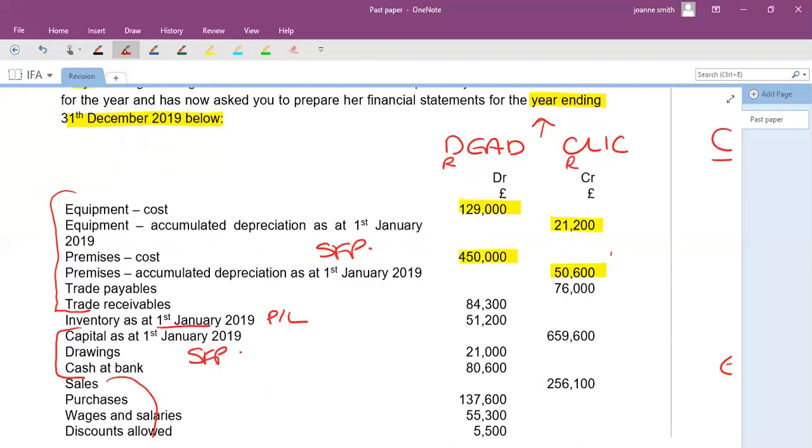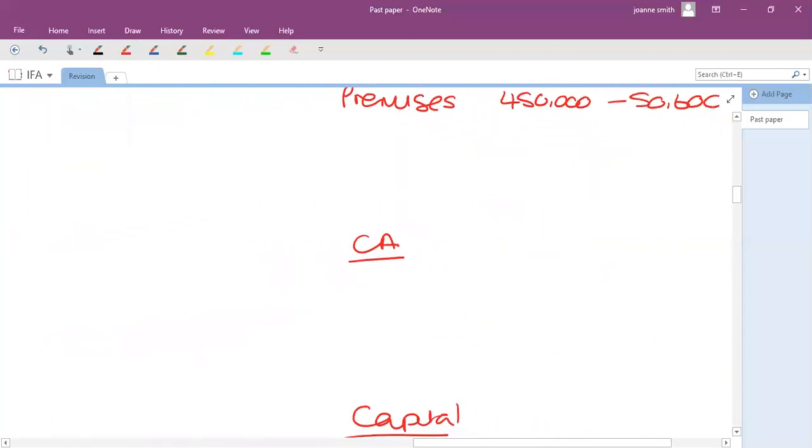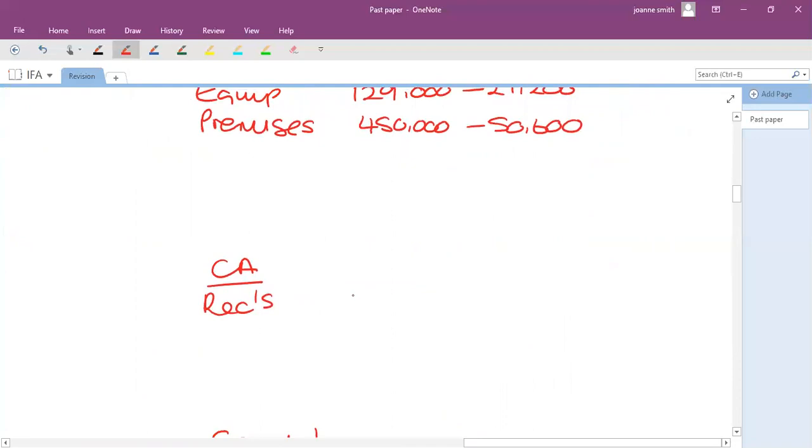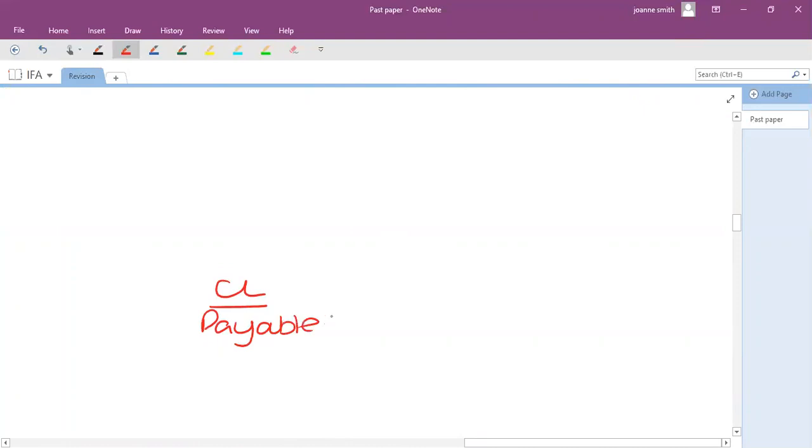So we've got receivables and payables. So receivables are assets, payables are liabilities. So we've got a current asset for receivables, $84,300. And I've got a current liability of payables. So if you've learned your pro formas, you should be able to tell just by looking at your trial balance what category everything goes into, because you would know what is a current liability, what is a current asset, what's a non-current asset, and so on. Okay, so we just pop those in.